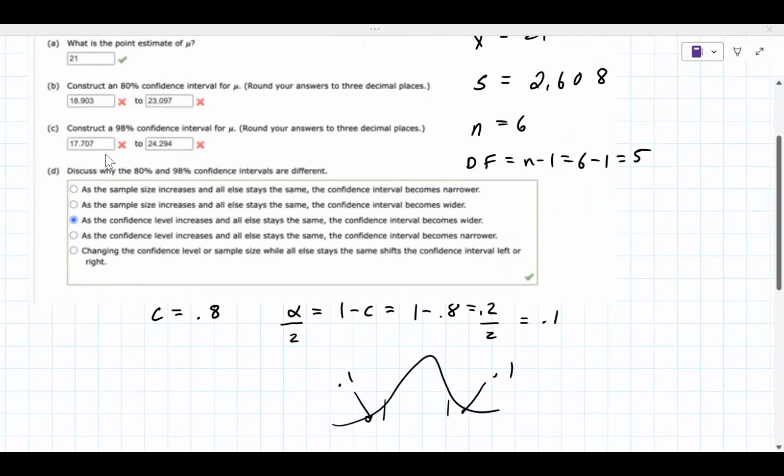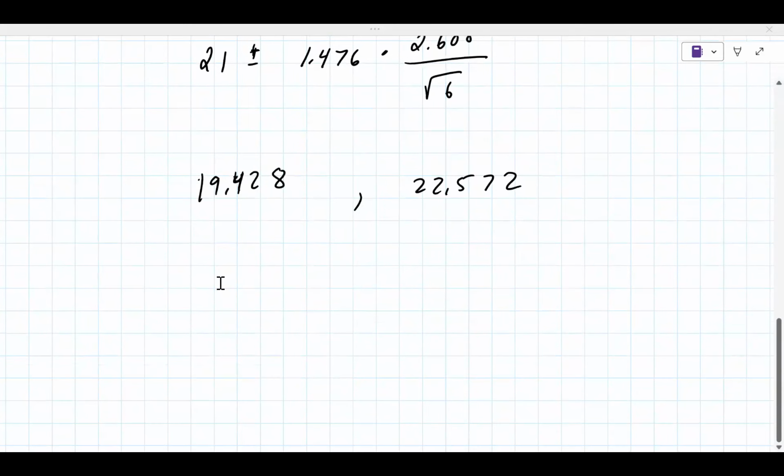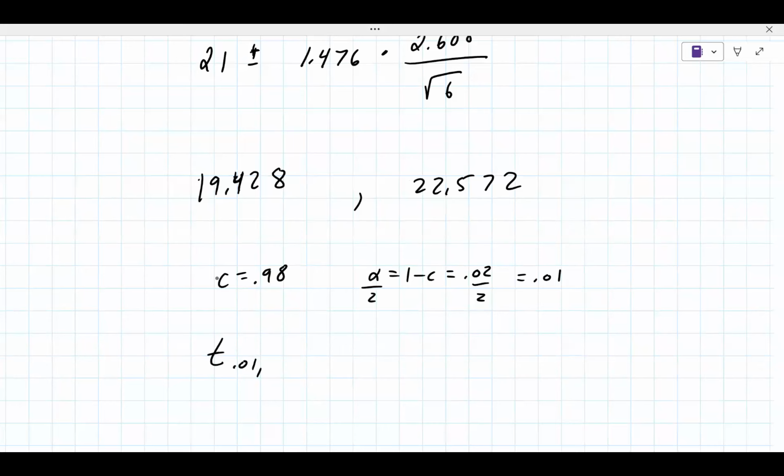98% confidence interval. So what that means, C is 0.98, alpha is 1 minus C, which is 0.02. You're dividing it by 2, so now you want 0.01. So you're looking for T 0.01 degrees of freedom 5. So maybe look for that value in the table if you want. You should see 3.365.